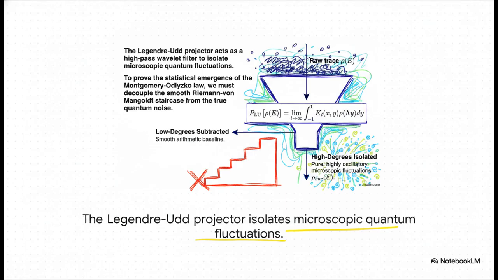Take a look at the integral equation on screen. This projector acts as an algebraic high-pass wavelet filter. It calculates and subtracts the smooth, predictable arithmetic baseline and leaves behind the pure, highly oscillatory microscopic quantum noise. We are literally decoupling the macroarithmetic staircase from the microquantum states.